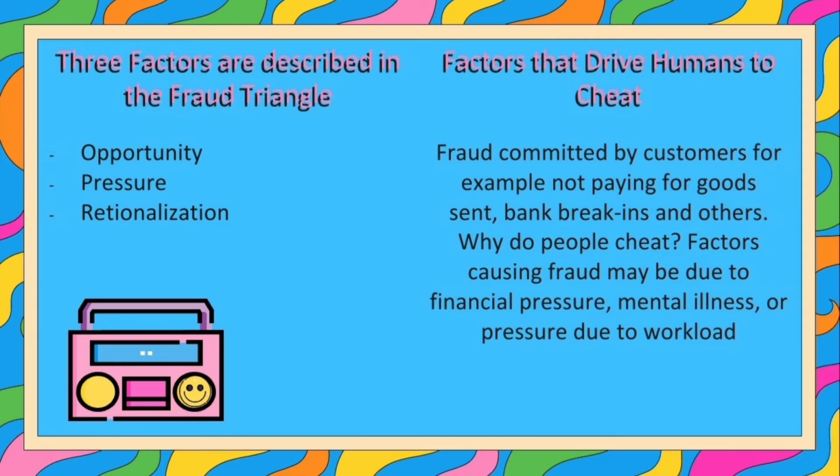Factors that drive humans to cheat. Fraud can be committed by employees, management, suppliers, and customers. Examples of direct fraud by employees include taking cash, company supplies and equipment, and fraud involving third parties such as bribes or kickbacks. Fraud committed by customers, for example, not paying for goods, bank break-ins, and others. Why do people cheat? Factors causing fraud may be due to financial pressure, mental illness, or pressure due to workload.